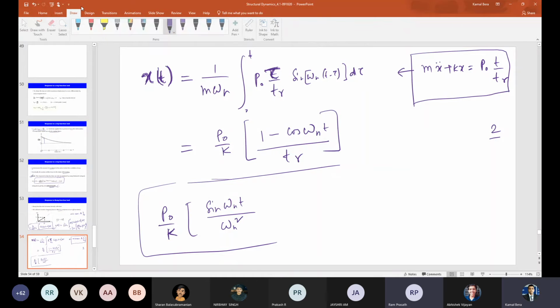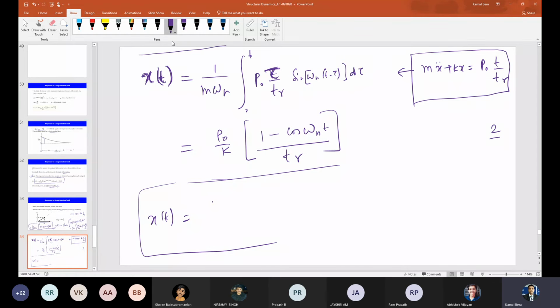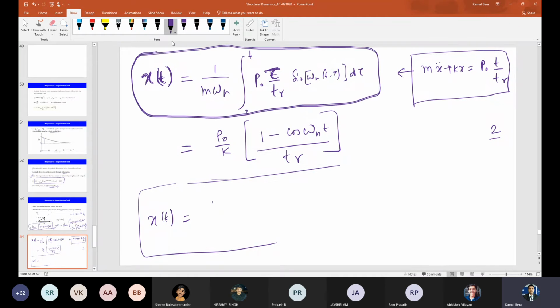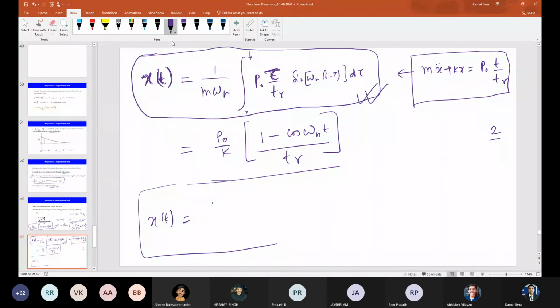I am asking, what is the expression you are saying? Tell me the expression slowly. What is x(t)? First of all, does everybody agree with this expression, or is there some doubt with it? Any doubt with this expression? No, sir. So just perform the integrals.